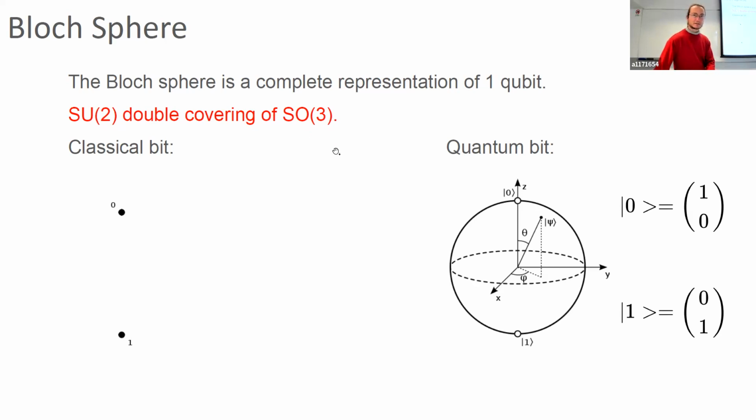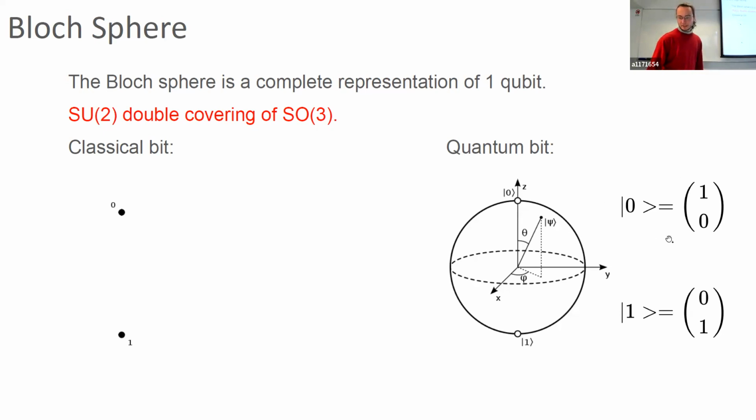And SO3 is the special orthogonal group of matrices 3 times 3. So it's the 3D rotations in 3D space. So that's why we can represent the state of the qubit as 1 point on this sphere. More precisely, it's a map that goes 2 to 1, but it's okay. It works pretty well.